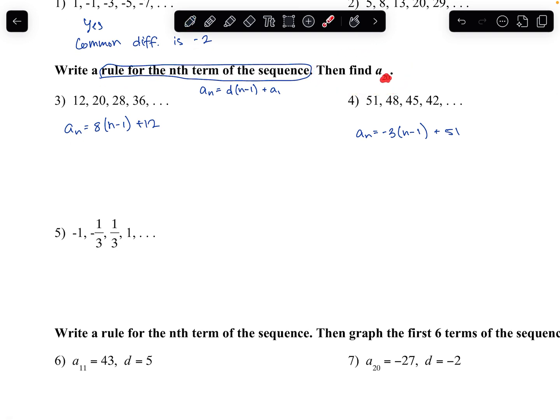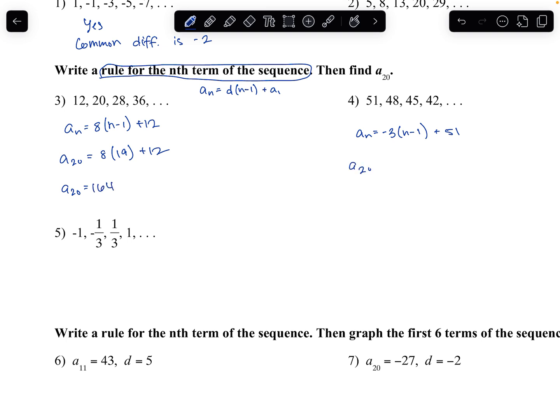Oh, whoops. We should be using this rule. It's asking us to find the 20th term. So a sub 20 is going to be equal to 8 times 19 plus 12. I'm going to pull up a calculator. So 8 times 19, and then plus 12. So I've got that the 20th term is going to be equal to 164.